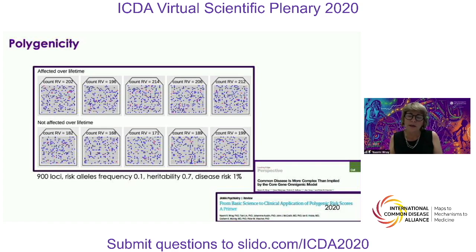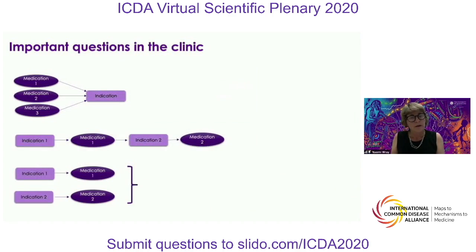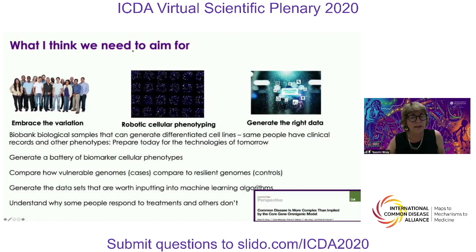And so for me, one of the messages I would like us to be thinking about is how we take forward paradigms which are not reductionist, but take account of this polygenicity. So I do think there are important questions in the clinic, and patient stratification in precision medicine is something we discuss, but how do we get the data to make that stratification? So we're going to need more data in order to pull apart these different scenarios. And what I think we need to aim for as we go forward is to embrace this variation, to think about how we can make molecular paradigms which aren't reductionist, but use this variation.